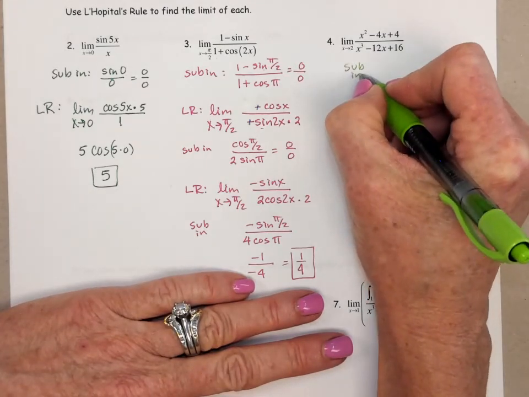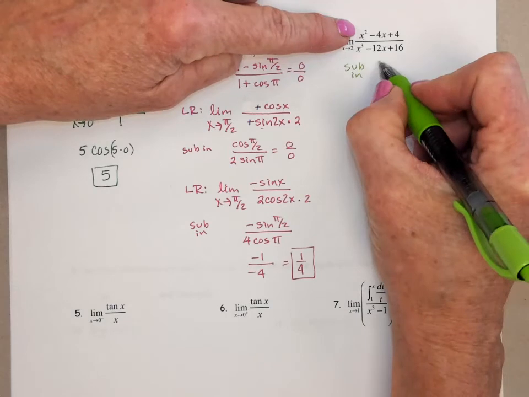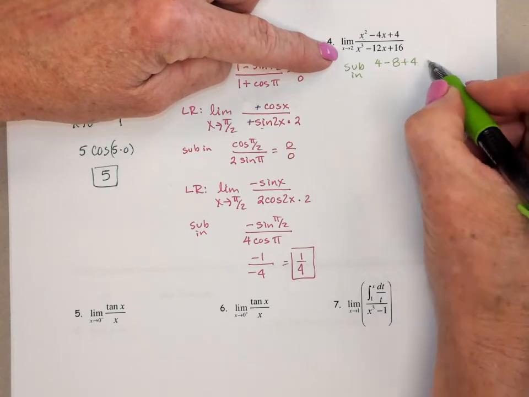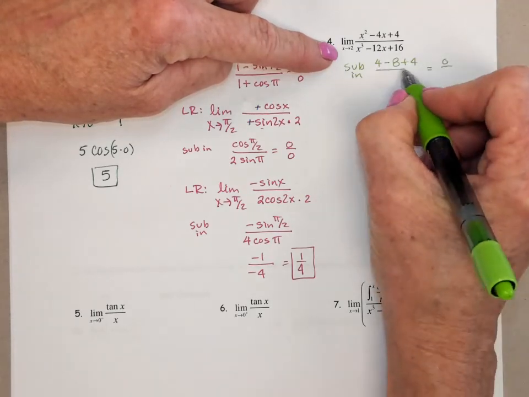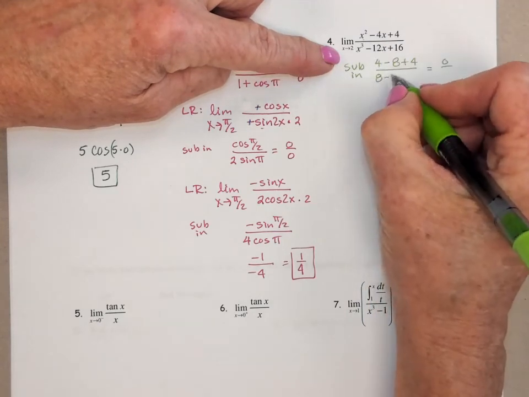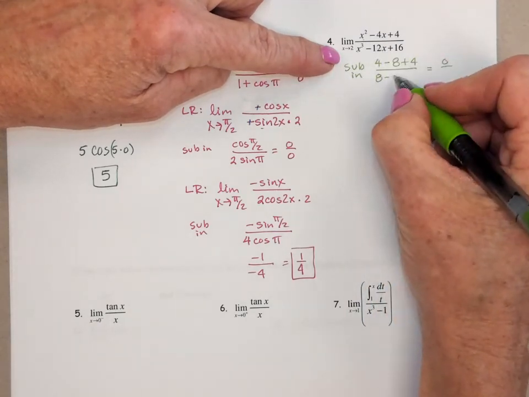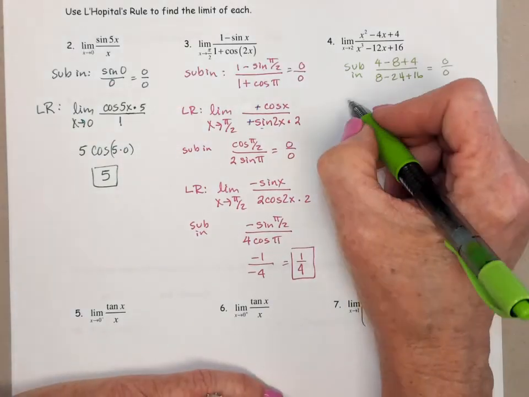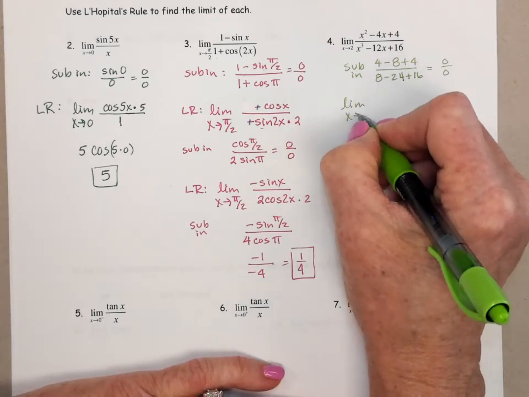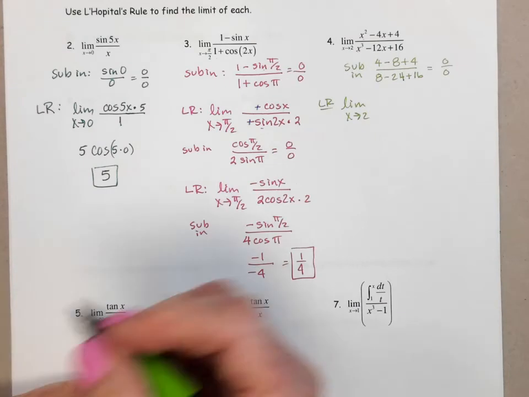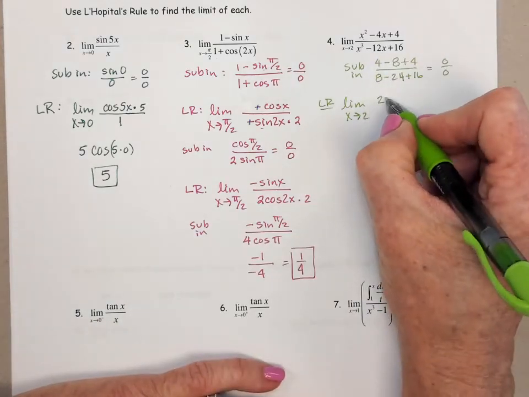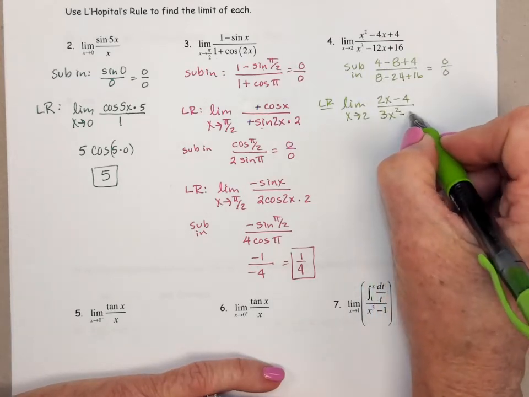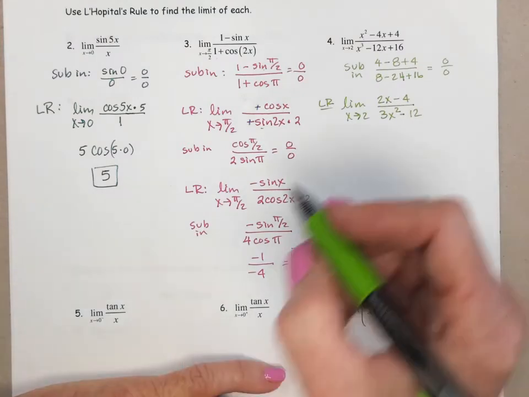Again, if we sub in first, let's see, we're going to have 2 squared, which is 4, minus 4 times 2 is 8, plus a 4. All right, there's 0 in the numerator. Denominator, 2 cubed, 8, minus 2 times 12 is 24, plus a 16. Oh, another 0 over 0. So let's go ahead and do the limit as x approaches 2. We're going to do L'Hopital's rule. Do a derivative of the top. So 2x minus 4. Derivative of the denominator, 3x squared minus 12. Sub in again.